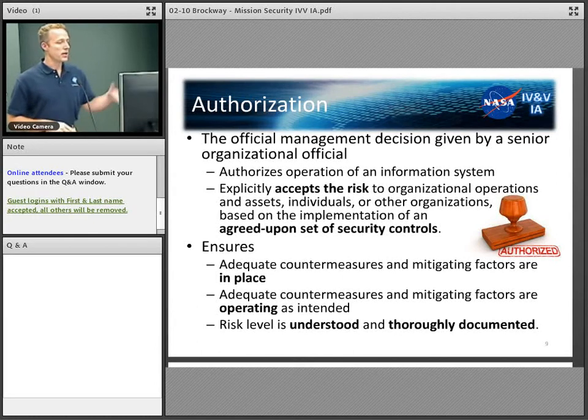So ensuring that the adequate countermeasures and mitigating factors are in place, operating as intended, and that the risk is understood. And many times the discussion that I'll have is, it's not let's check the box to see if it's been documented.